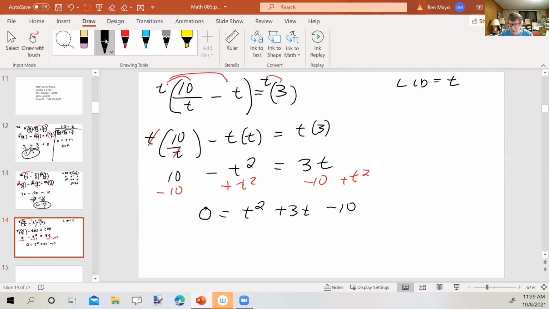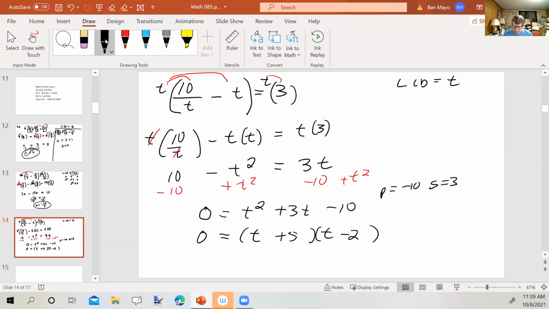So now I have a second degree equation in standard form. Well, on the right side of the equation, we have a trinomial. Again, it's in standard form. There's no greatest common factor. It's not a perfect square, but the leading coefficient is a 1, so I can split it up this way. I'm looking for a product that's negative 10 and a sum that's 3. How about plus 5 and minus 2?